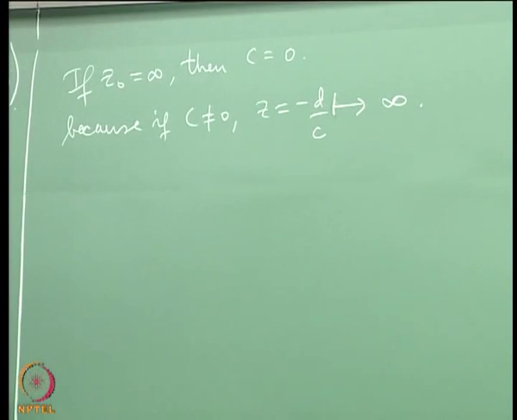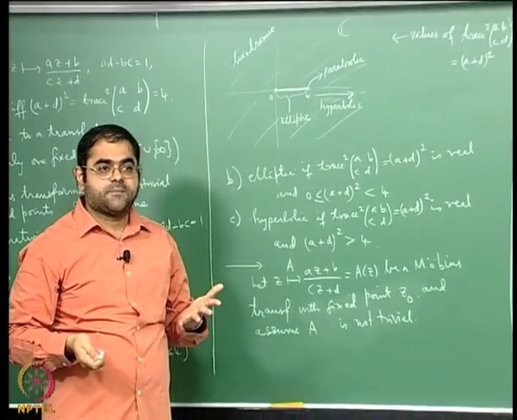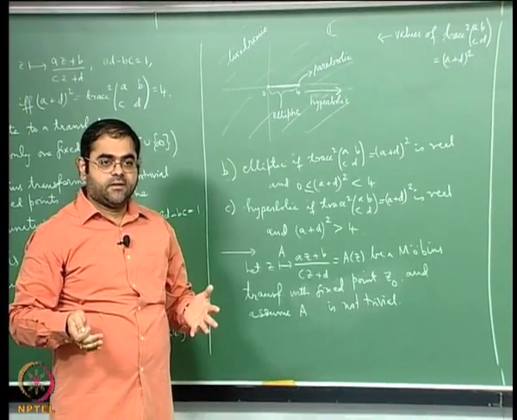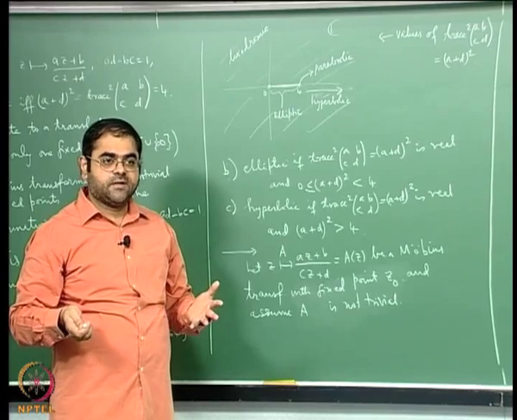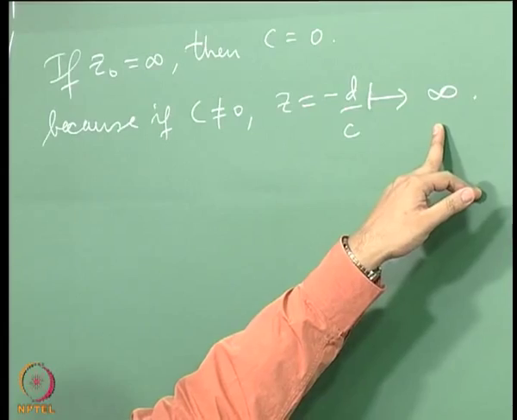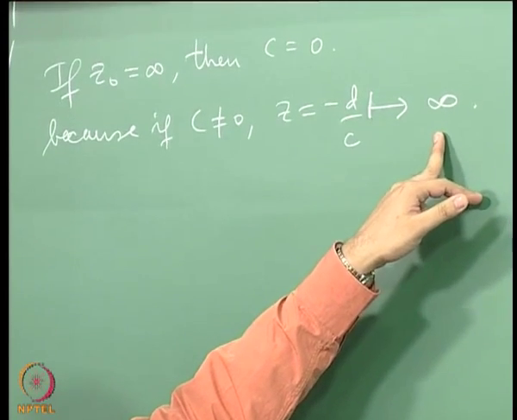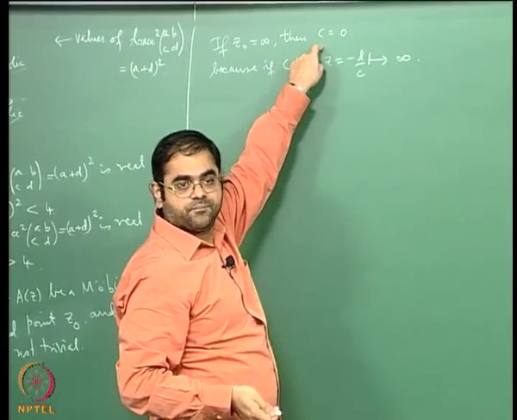Now, all your Moebius transformations are bijective and biholomorphic maps of the extended complex plane onto itself, C union infinity onto itself. Therefore if minus d by c, a finite complex number, goes to infinity, then infinity is not a fixed point, because of injectivity. So c has to be 0.